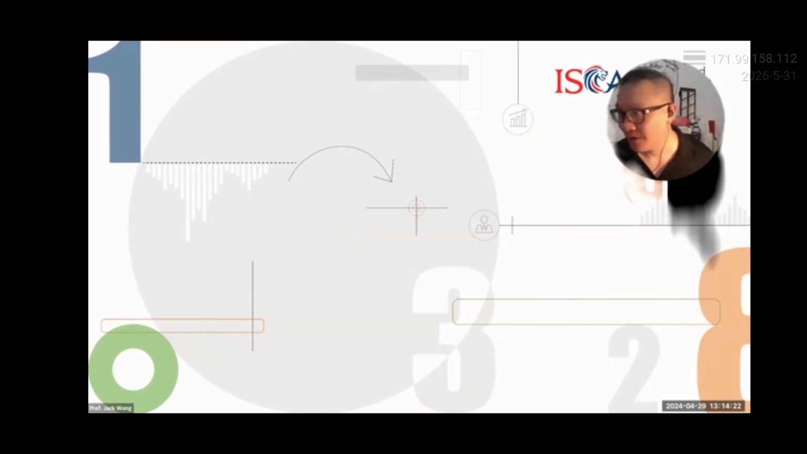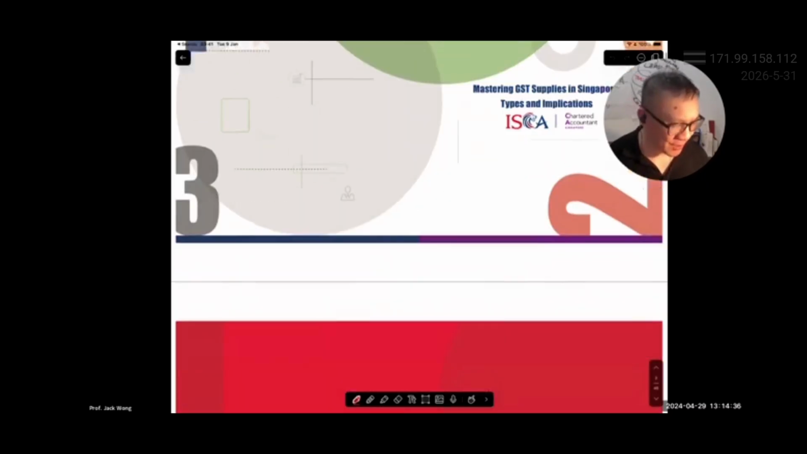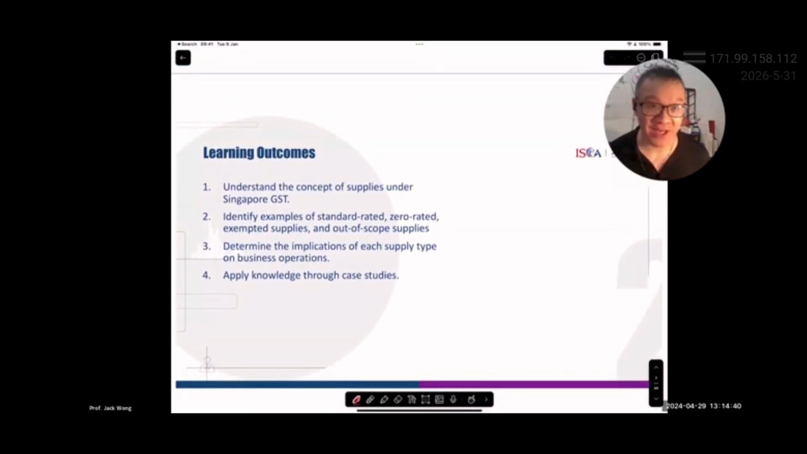There we go. And as you can see, the topic is master GST supplies in Singapore. What are the types of supplies that you know in Singapore GST, and what are the respective implications? Okay, so in order to do that, let's look at the learning outcomes, which we have 4 here.